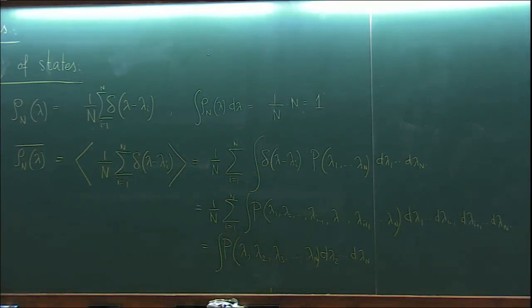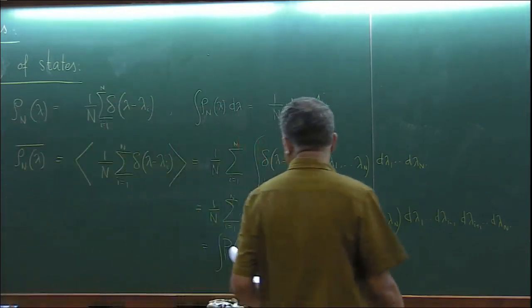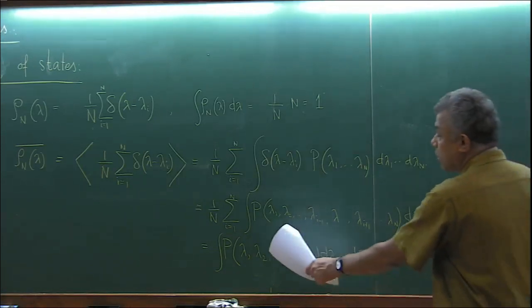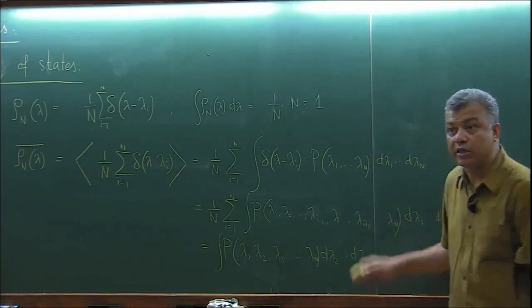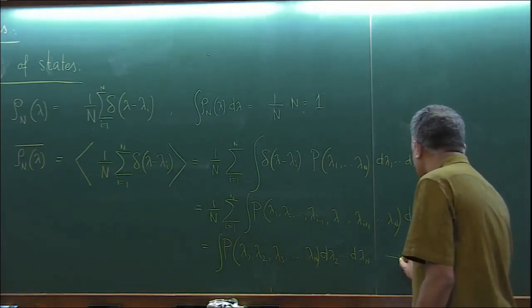Okay. But what is this object here? If you have a joint distribution, when you integrate out some coordinates, what do you get? Marginal, exactly. So this is a one-point marginal distribution, right? Because you are integrating over the n minus 1 coordinates. So what you get is a one-point distribution function, a one-point marginal.